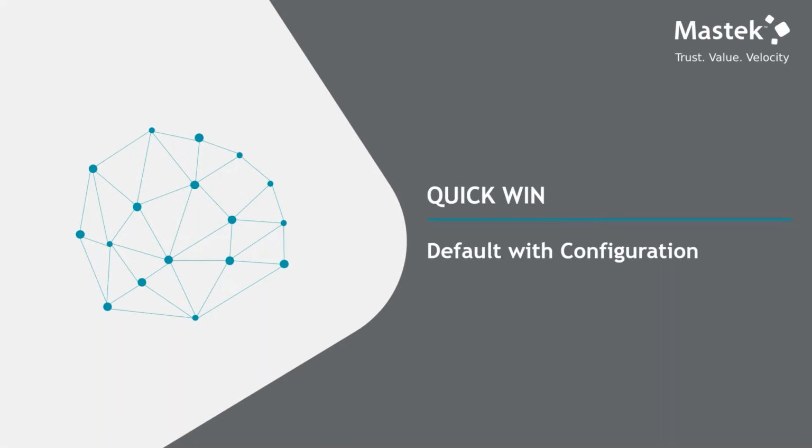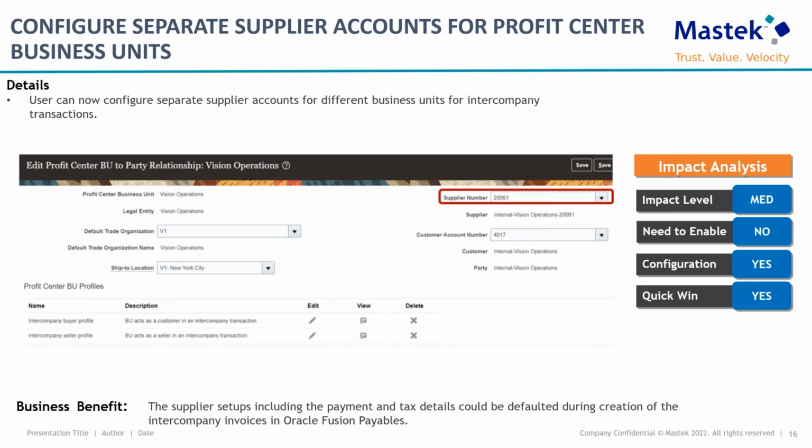So those were the list of all the updates that we have marked as a quick win, default with no configuration. Now let's talk about the list of quick wins which will require additional configurations. The first one is configure separate supplier accounts for profit center business units. You may have multiple profit center business units within your enterprise structure. Now you can configure separate supplier accounts for different profit center business units for your intercompany transactions.